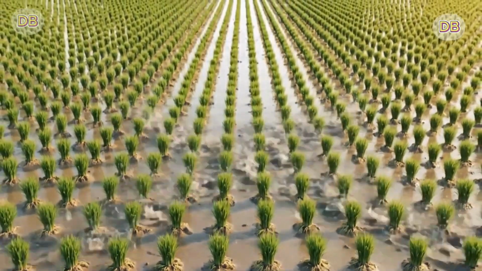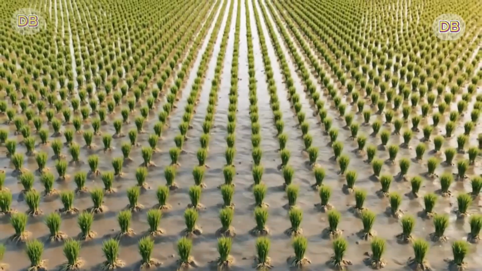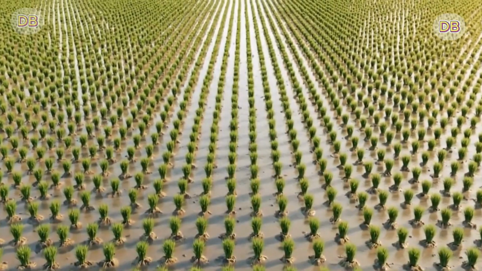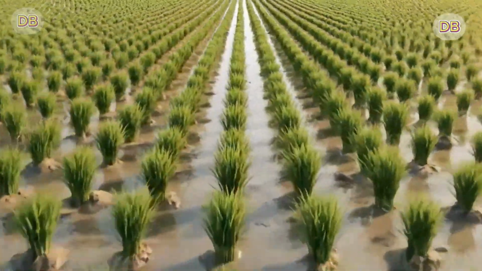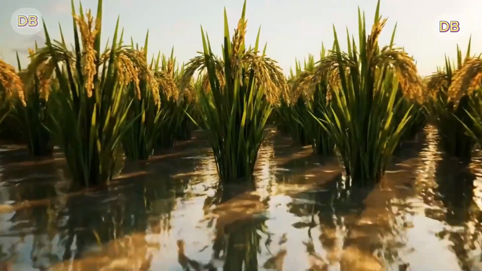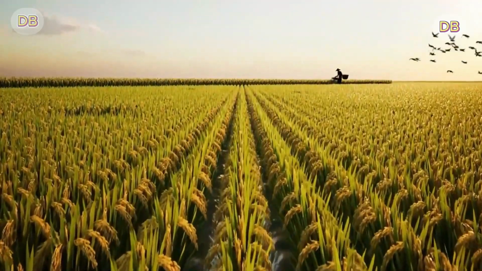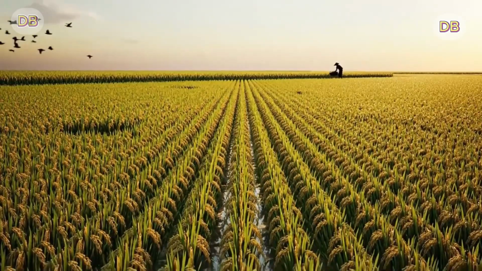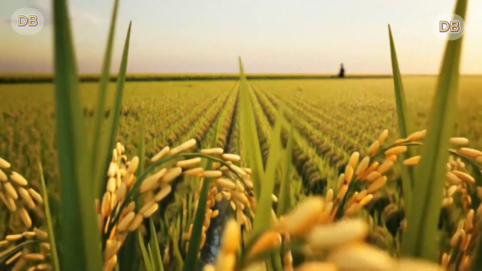Climate change and rice production. Climate change poses significant threats to rice cultivation through rising temperatures, unpredictable rainfall, floods, and salinity intrusion. Heat stress during flowering can cause spikelet sterility, drastically reducing yield. Adaptation strategies include the development of climate-resilient varieties, improved water management, and diversified farming systems.